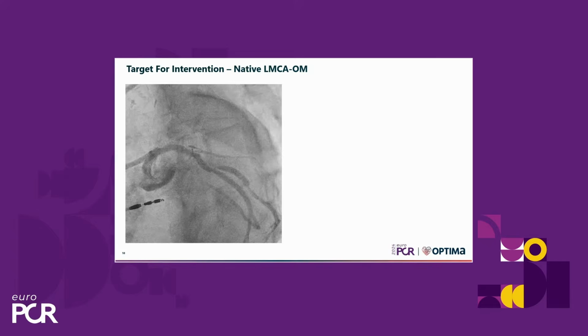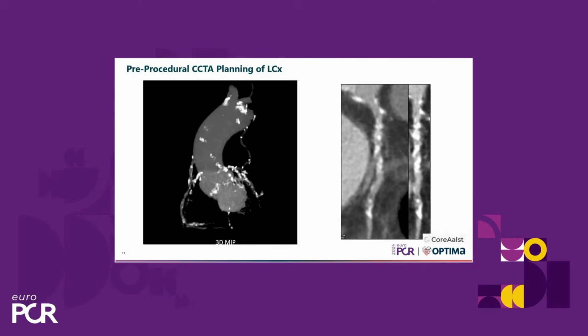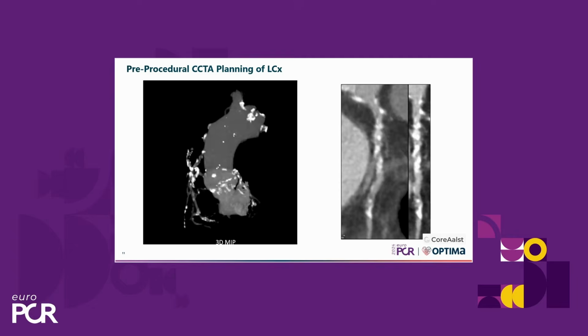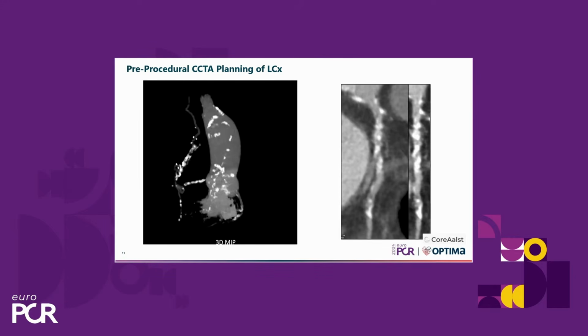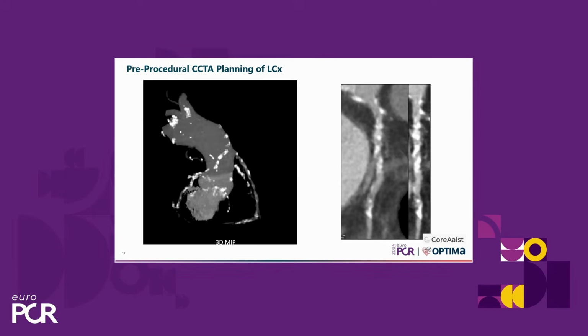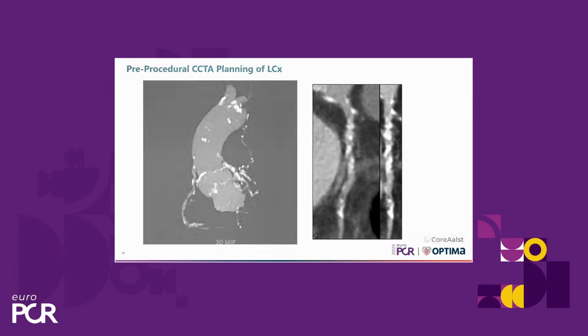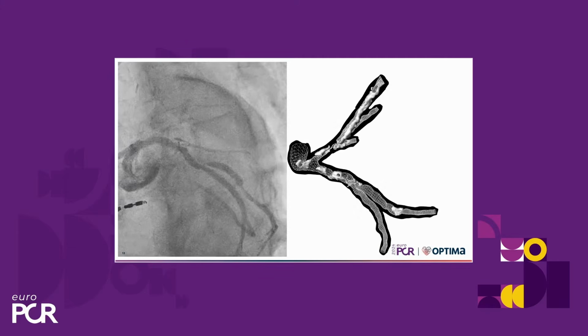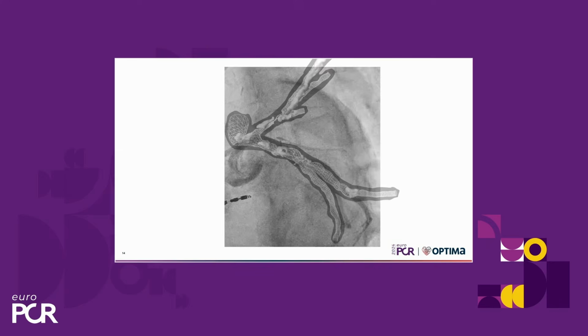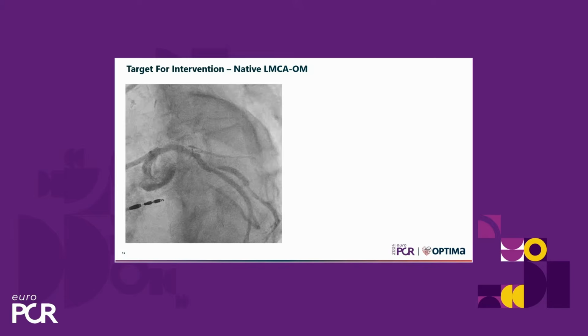We were able to use his CT that was done beforehand to plan his procedure. Here you can see extensive calcification involving all of his coronary arteries. The circumflex artery in particular had areas of concentric and eccentric calcium that would require modification during his PCI. To correlate or co-register the calcium seen on his CT onto his angiogram. So the target for intervention today is the native left main coronary artery into the OM, and with that I pass you on to the operators. Thank you for your attention.